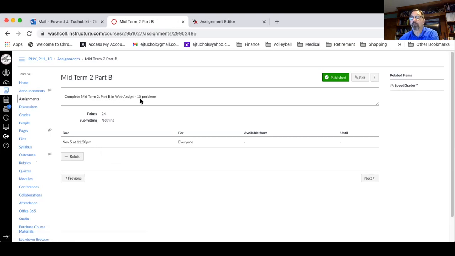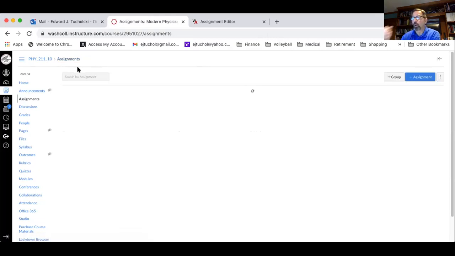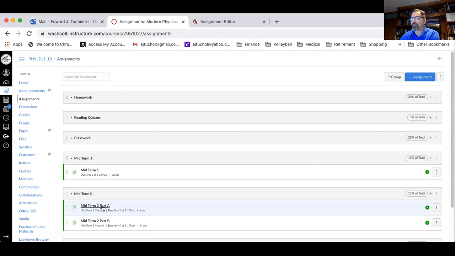There are 10 problems in WebAssign, and they're fairly short. I picked the shorter problems, but those are worth 24 points. So the total exam is worth 28 points, and there are 11 questions, and they're not equally weighted. Obviously, if you've got 10 problems worth 24 points, some of them are 2-point problems, some of them are 3-point problems. The one that you're going to do on paper is worth 4 points, and that's only because you have to show your work. So I'm weighting that single problem just 1 extra point more.